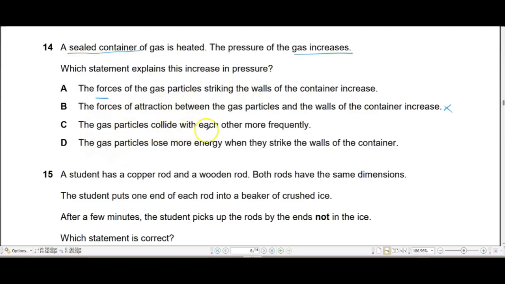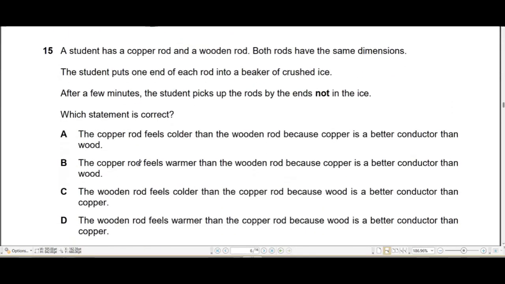Okay, so this is also not true. The gas particles collide with each other more frequently. Obviously, when they have more kinetic energy, they are moving with more energy, so they are going to collide with the walls more, and they are going to collide with each other more. So C is our correct answer. The gas particles lose more energy. No, when it is heated, they don't lose energy, they gain energy. So that is why C is the correct option.